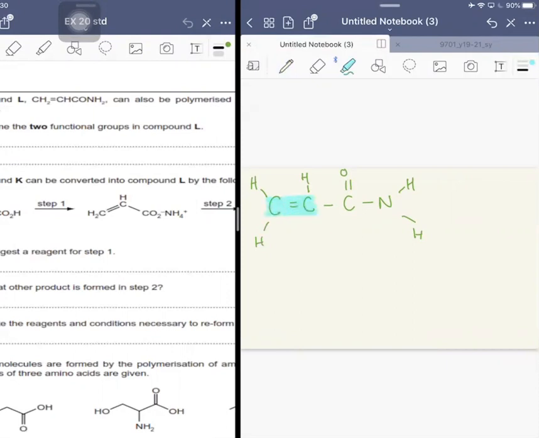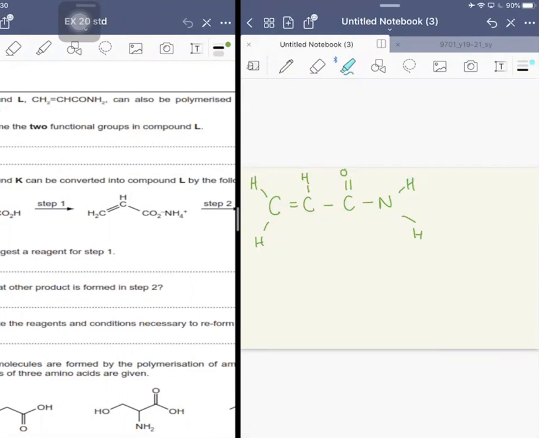Please name that structure. And the other functional group is your CONH. So these are the 2 functional groups that you have to name yourself, but if you picked it up as we go along, then you should know the name.